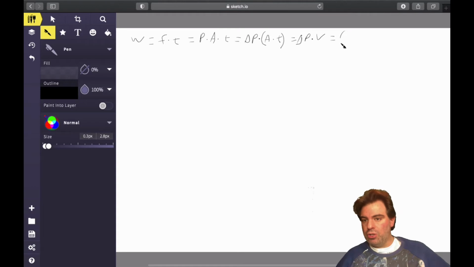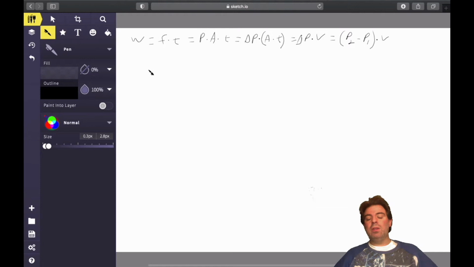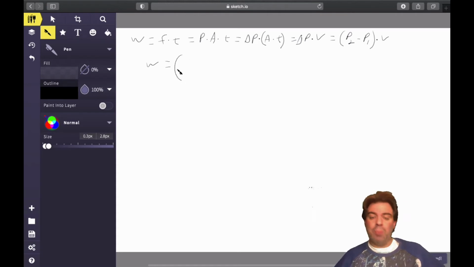And everybody knows change of pressure, that, of course, is going to be pressure 2 minus pressure 1, times volume. So that's what work is. Now let's look at the work being done on the particles. So the work now is going to be what? It's going to be a combination of two things, because particles are obviously moving with a certain velocity.